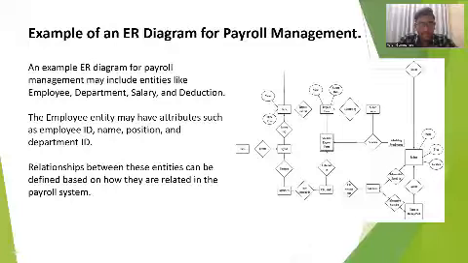Examples of an ER diagram for payroll management. An example ER diagram for payroll management may include entities like employee, department, salary, and deduction. The employee entity may have attributes such as employee ID, name, position, and department ID. Relationships between these entities can be defined based on how they are related to the payroll system.